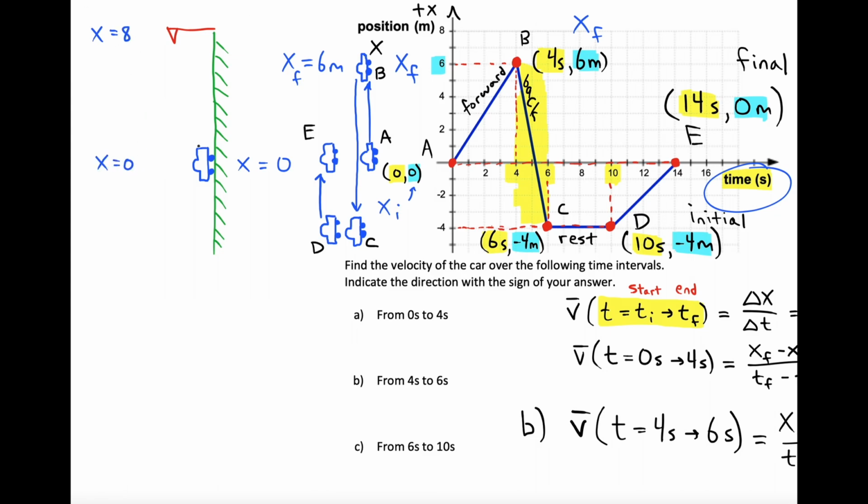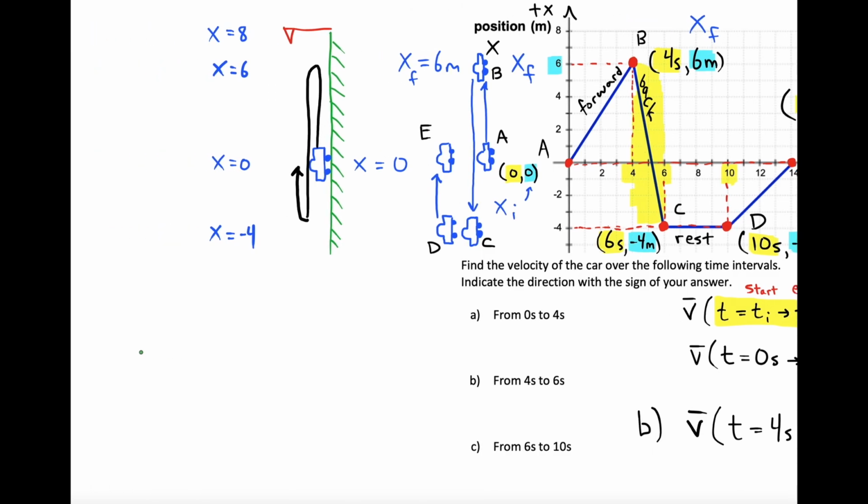And what it did was it went forward toward the finish, but it only got to the 6 meter mark. Then our car suddenly turned around, went back to a location of x equals -4. Then our car stayed stationary for just a little bit, 4 seconds, and then it came back to the same location it had started from.